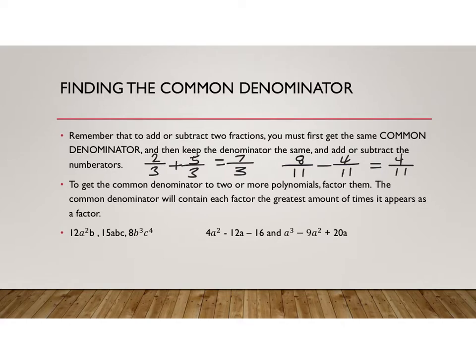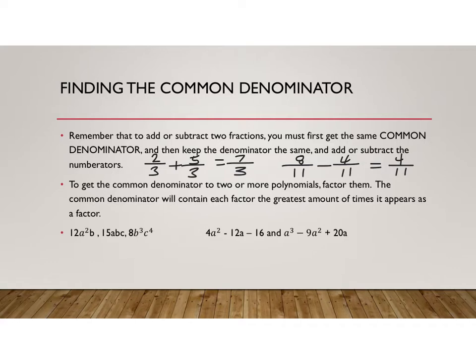All right, so to get the common denominator of two or more polynomials, you must factor them using the steps we've learned in factoring. Find the greatest common factor, using difference of squares, perfect square trinomial, or the trial and error method. The common denominator will contain each factor the greatest amount of times it appears as a factor.